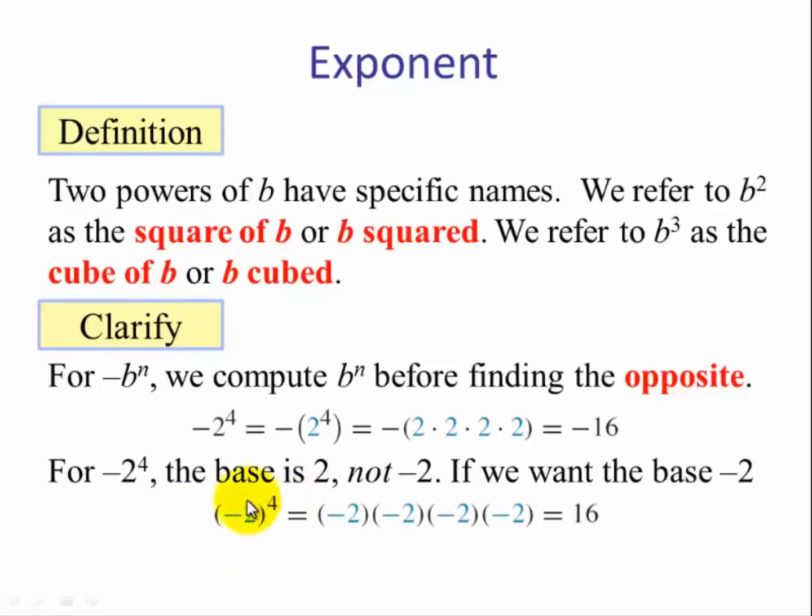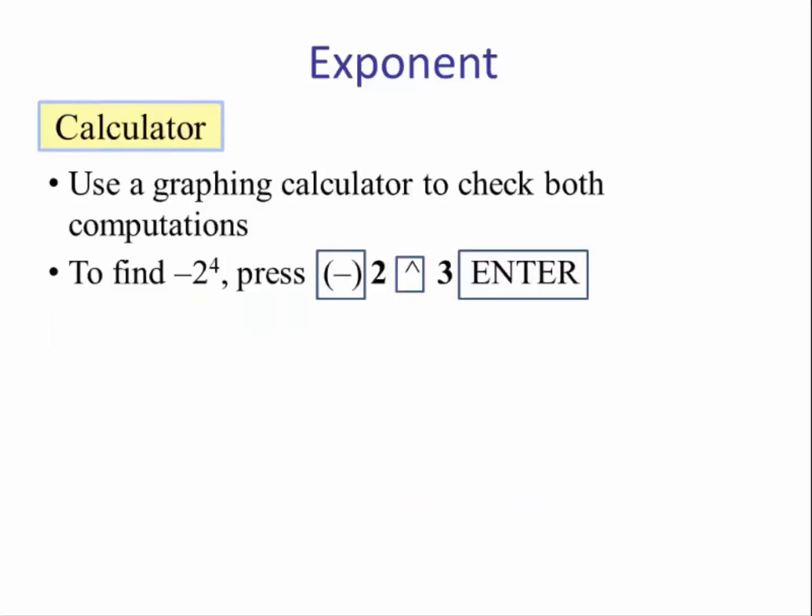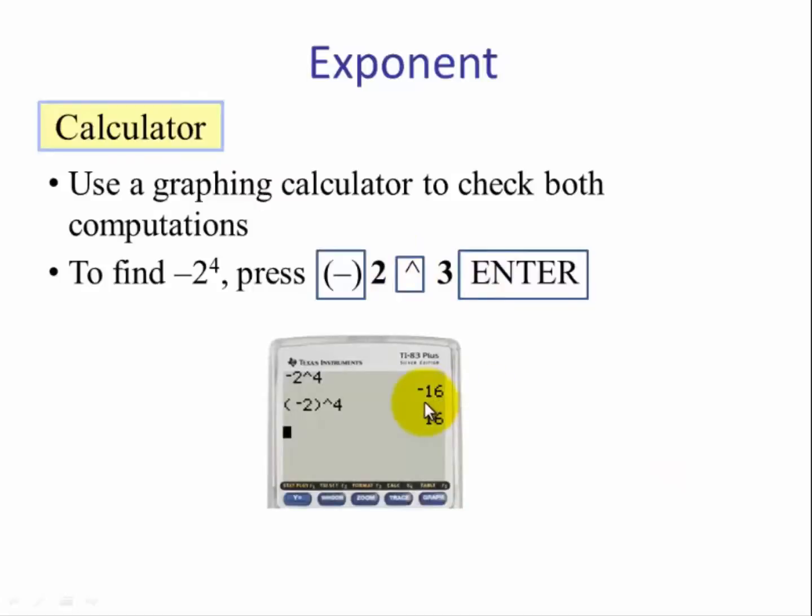Now the order of operations says we compute what's in the parentheses first. So this means a base of negative 2, and we want 4 powers of negative 2, which turns out to be a positive 16. And this can be verified on the graphing calculator. If we hit the negative sign, 2, the caret key, which means power, 4, and hit enter, we get a negative 16. If we put parentheses around the negative 2 and raise it to the 4th power, we get a positive 16.